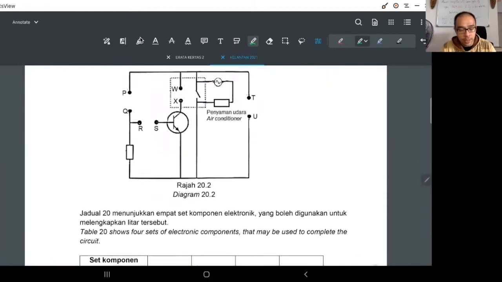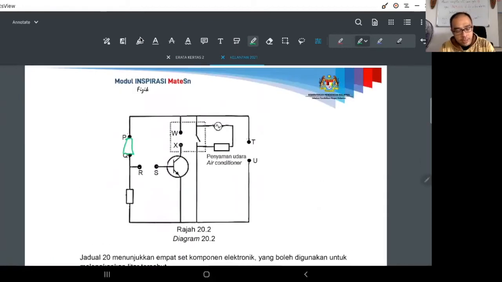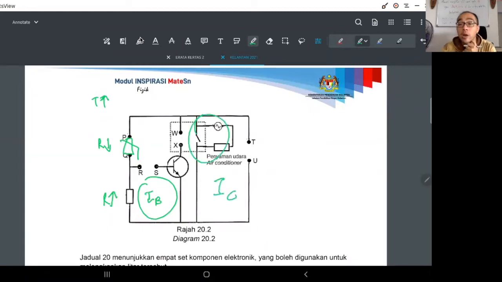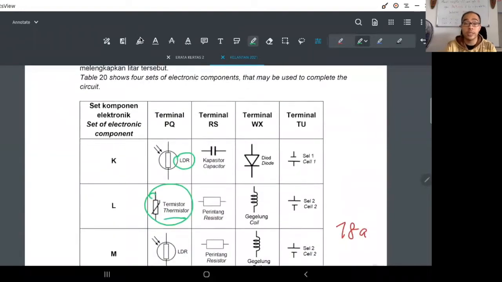Because if you remember, if let's say this is the thermistor, resistance here is low when the temperature is high, so resistance here is high. Resistance is high, base current will flow. Base current flow, collector current will flow, and therefore the aircon will be switched on. That was very normal. Okay, so we use thermistor.